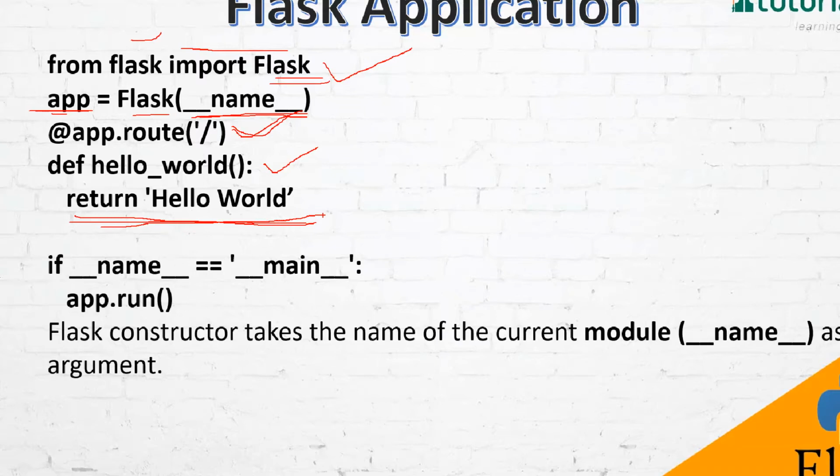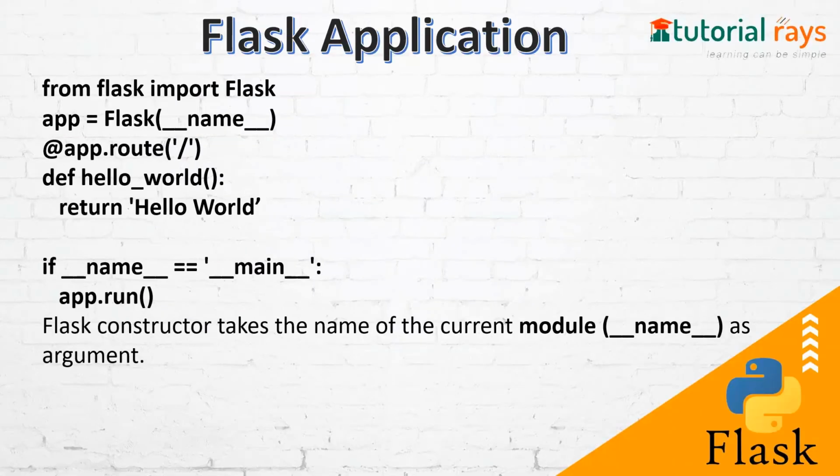Remember, we are not using the Jinja template engine here. Later we will use that. Currently we are writing the code directly inside Flask, that is Python. And finally this main method is passed here, and then app.run. That means this will run the application. I will show you this practical example as well.